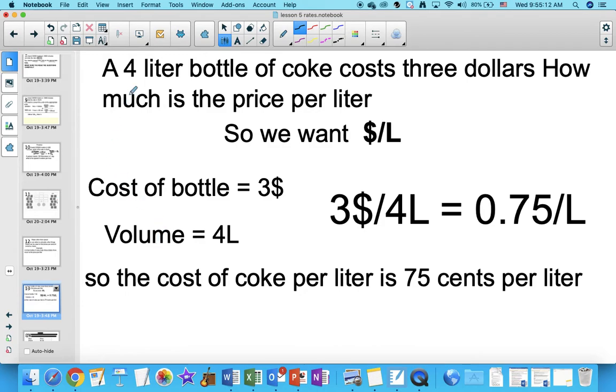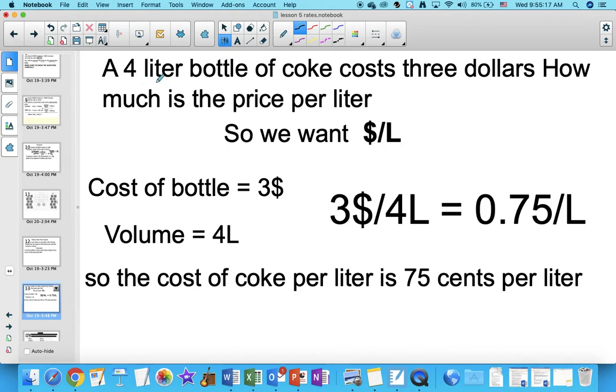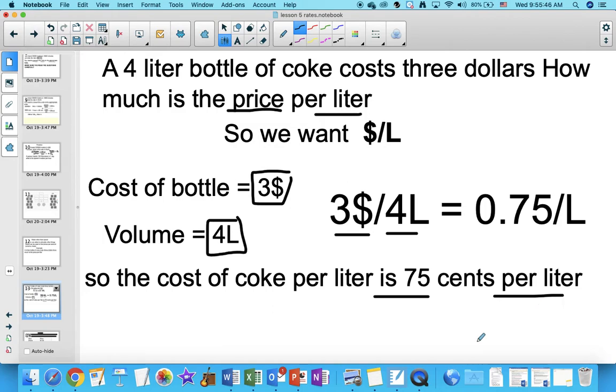Well, a 4-liter bottle, I changed the question here. A 4-liter bottle of Coke costs $3. How much is the price per liter? Well, we know the cost is $3, and we know the volume is 4 liters. And the question is price per liter. So we put the money over the volume, price per liter, which gives us 0.75 per liter, or 75 cents per liter.